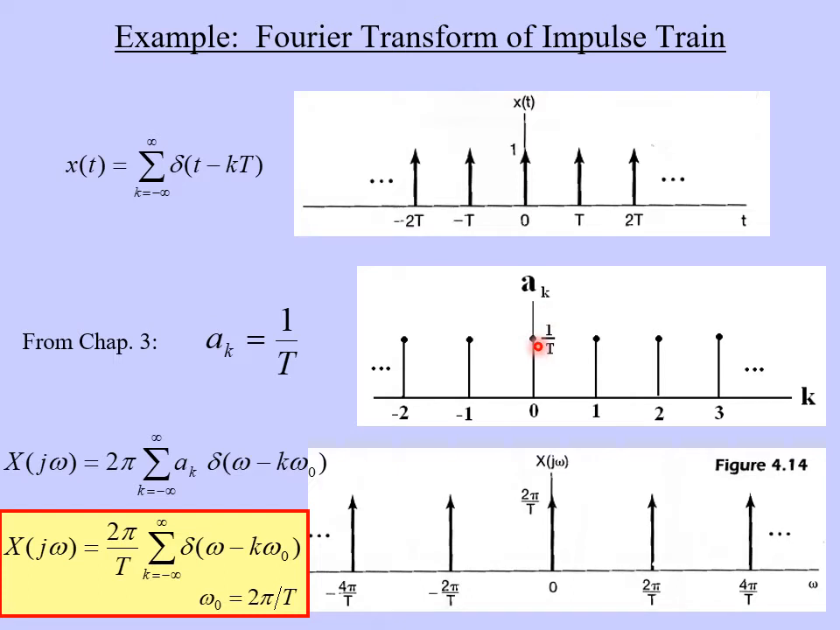To get the corresponding Fourier transform, all we do is turn all of these into delta functions, and we multiply this value, 1 over T, by 2 pi. So the weight of each of these delta functions is now 2 pi over T, and they're going to occur at harmonic frequencies. Remember, the fundamental frequency is given by 2 pi over T, so that's this right here, and then this is twice that and 3 times that, and so on and so forth.